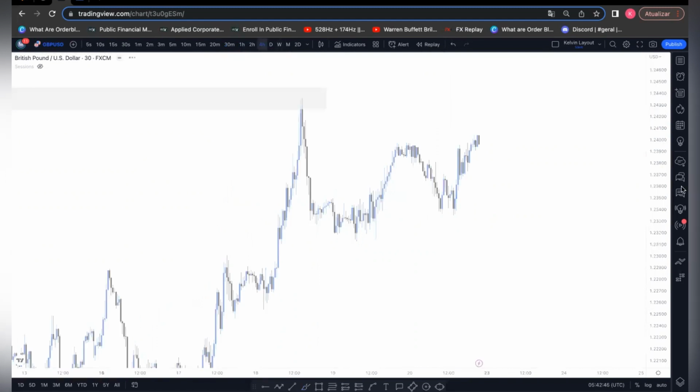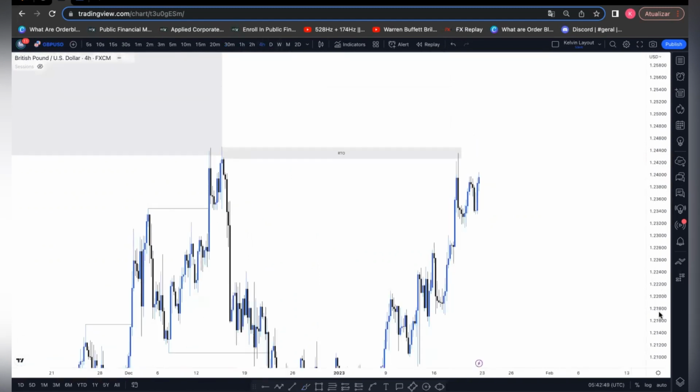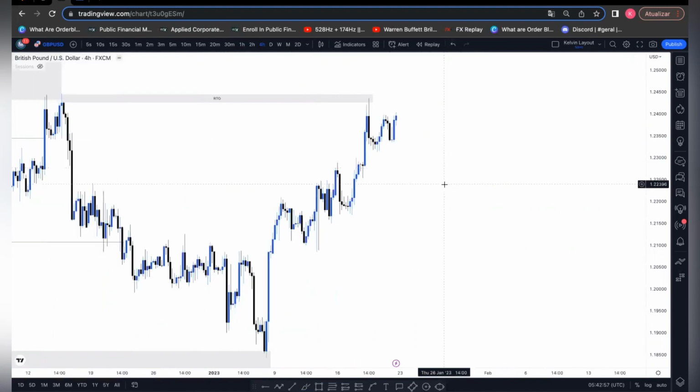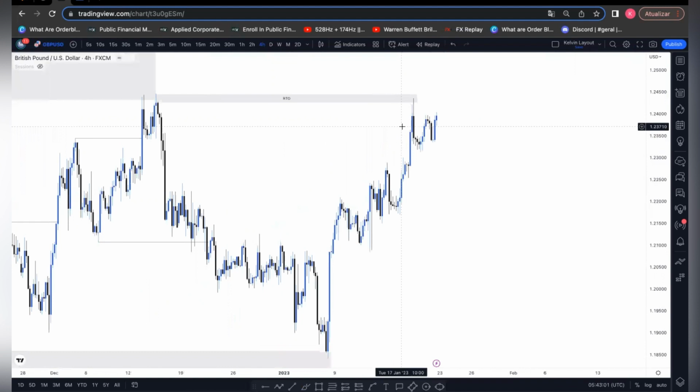So we can see the price action tapped this 4-hour refined point of interest. So if we have that 30-minute change of character to the downside, I will be looking for sells, or if not, we will just look for buys. So that's it for GU. Let's move to another pair.